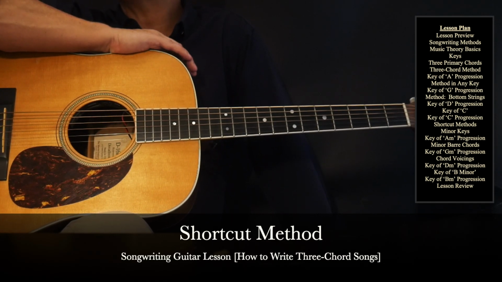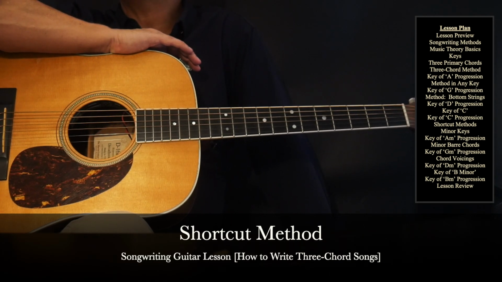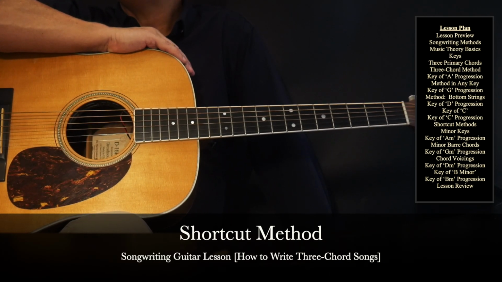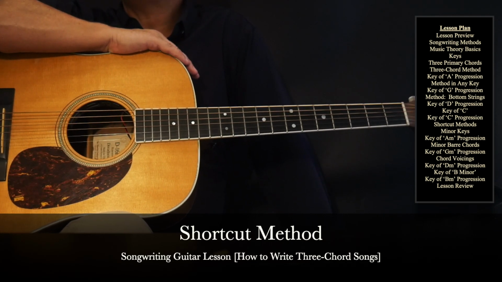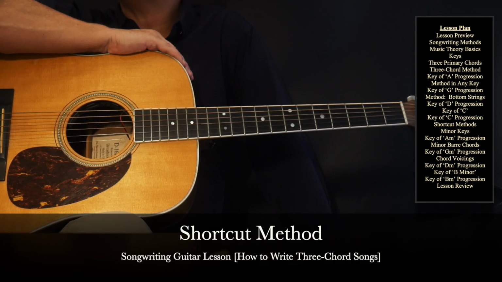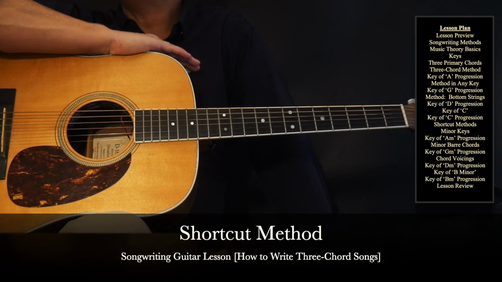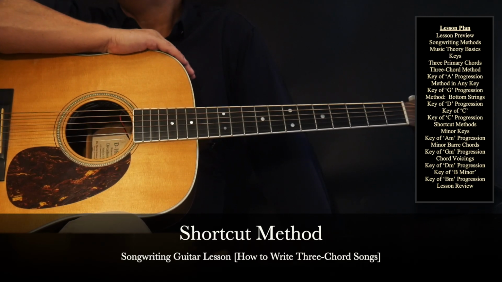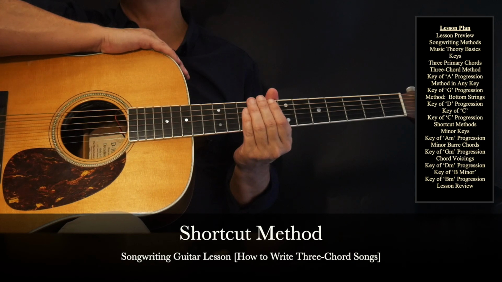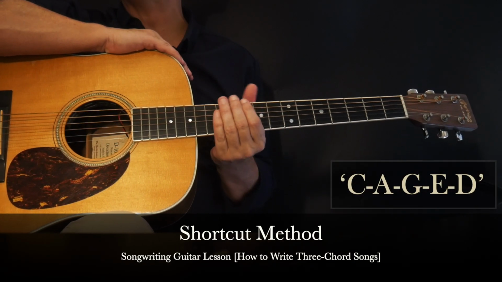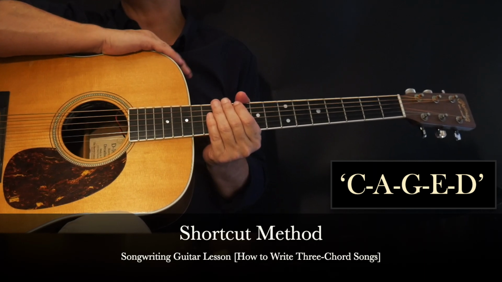The reason why we didn't start with the shortcut method is because these shortcut methods are not 100% foolproof, but they will work for the popular keys in guitar, and you may come across them down the road, and we don't want you to wonder why I didn't bring those up in this lesson. The three-chord method is 100% foolproof, but there is a shortcut method that works, again, for the most popular keys in guitar music. Those keys would be C, A, G, E, and D. In other words, the word CAGED.